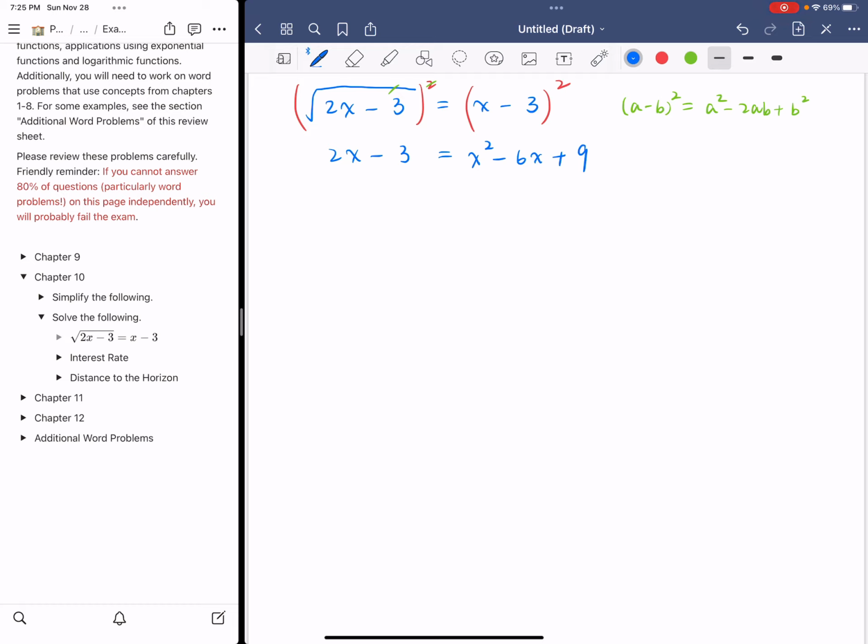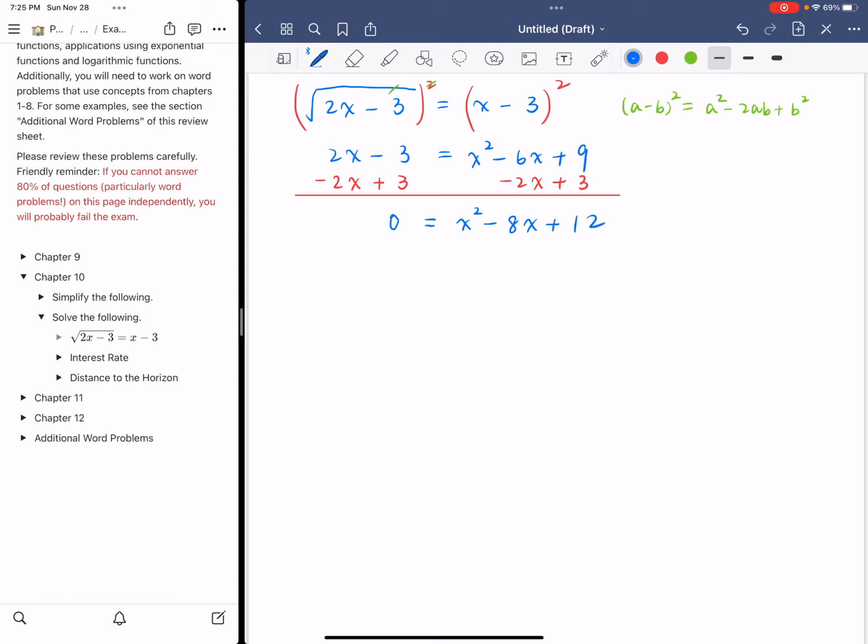For a quadratic equation, you could solve it in any way you like. I'm going to move everything to one side of the equation. And since the coefficient of x squared is positive on the right-hand side, I'm going to move this 2x to the right-hand side and also move that negative 3 to the right-hand side. So these are my inverse operations. Negative 2x, positive 3. Perform that inverse operation. The left-hand side will become 0 as expected. The right-hand side is x squared minus 8x plus 12.